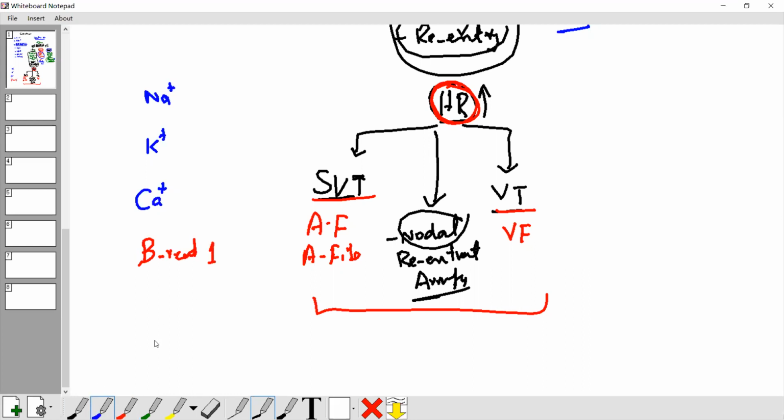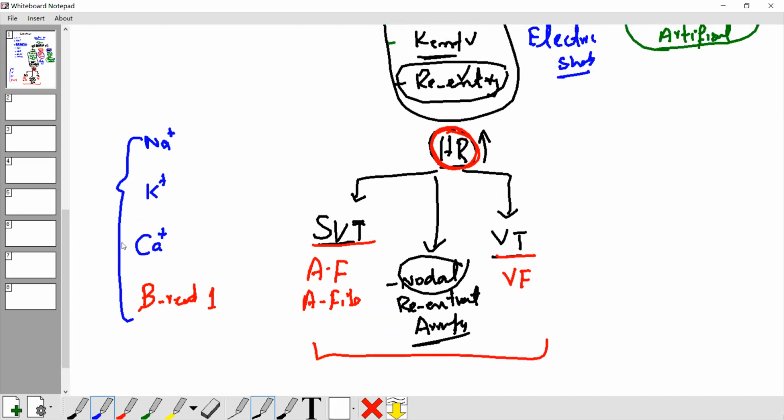So we have here four classes. We can affect your heart according to this physiology. Sodium is responsible for depolarization of cardiac muscle. So if you block the sodium channel, that is the sodium blocker, the first group.